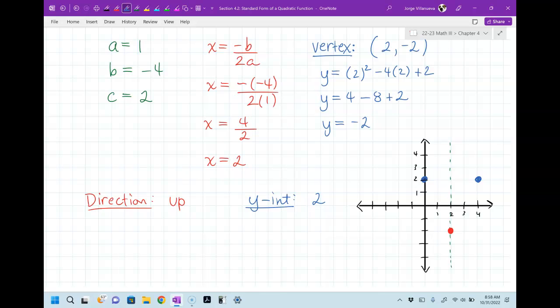Because this is symmetric, right? That means the left side looks the same as the right side. The right side looks the same as the left side. Well, remember all we needed is 3 points? So here you go. Here's your graph. We're done. That's a lot of work. It was a lot easier on Friday, right?